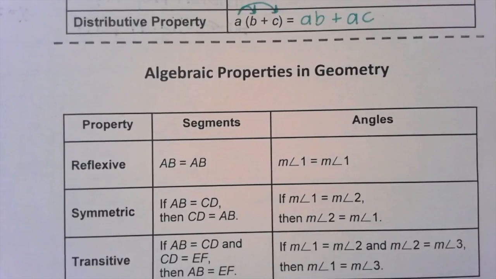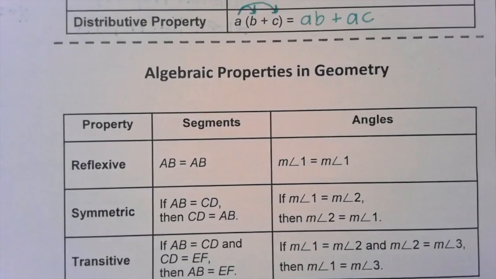And then lastly, we have the transitive property. And for segments, that's AB equals CD and CD equals EF. Well then, AB must equal EF, just like the law of syllogism says. Same thing for angles. If the measure of angle 1 is equal to the measure of angle 2, and the measure of angle 2 is equal to the measure of angle 3, well then, the measure of angle 1 must equal the measure of angle 3. So just like the law of syllogism, we get rid of the middleman, and we're left with the first and last.